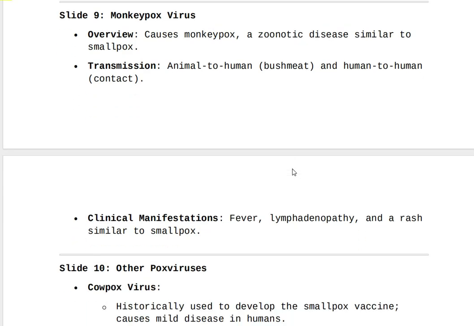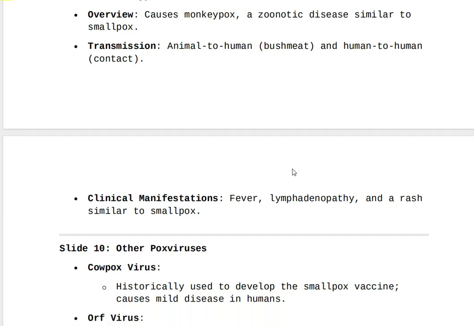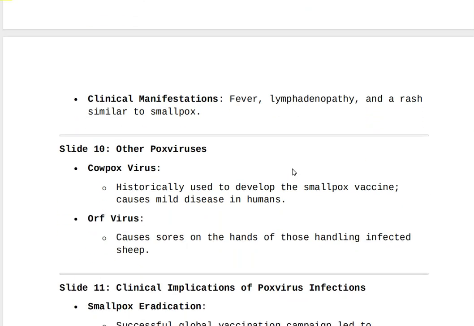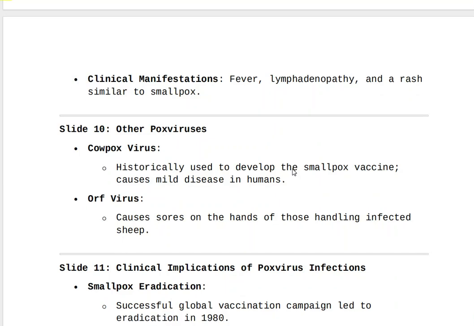Monkeypox virus causes monkeypox. It is a zoonotic disease, meaning it is transmitted from animal to man or even from human to human by direct contact. By eating meat of wild animals, you may get this monkeypox infection. Clinical manifestation is fever, lymphadenopathy, and rash that is similar to smallpox.